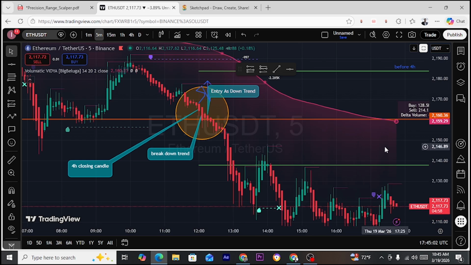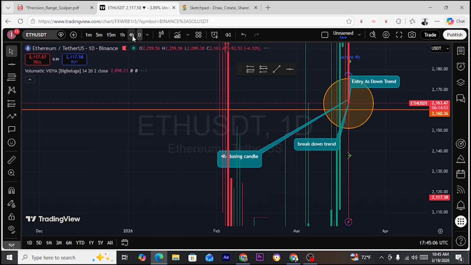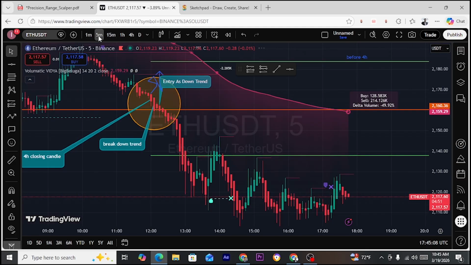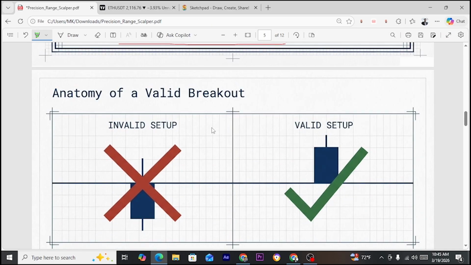So this is the strategy to trade the market on the 4 and 5 minute. So this is very interesting, I think. Hope you understand. So let's see what we'll be saying next.